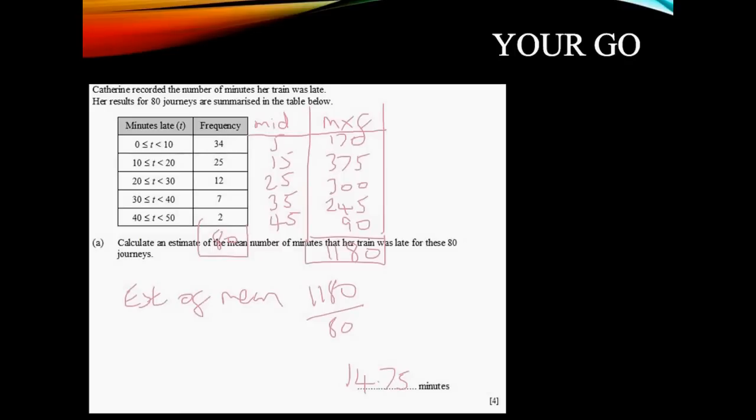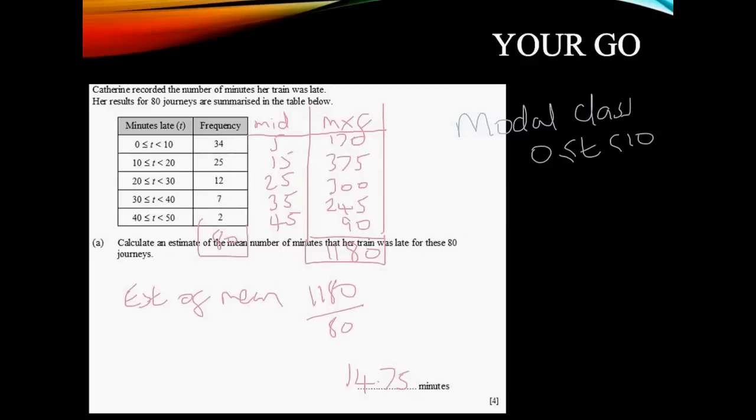Okay, now the question didn't ask us to, but if we were asked, we should also be able to calculate what the modal class is. If you have a quick look, the modal class is between 0 and 10, because that's the one that's got the biggest frequency. We should also be able to work out where the median is.